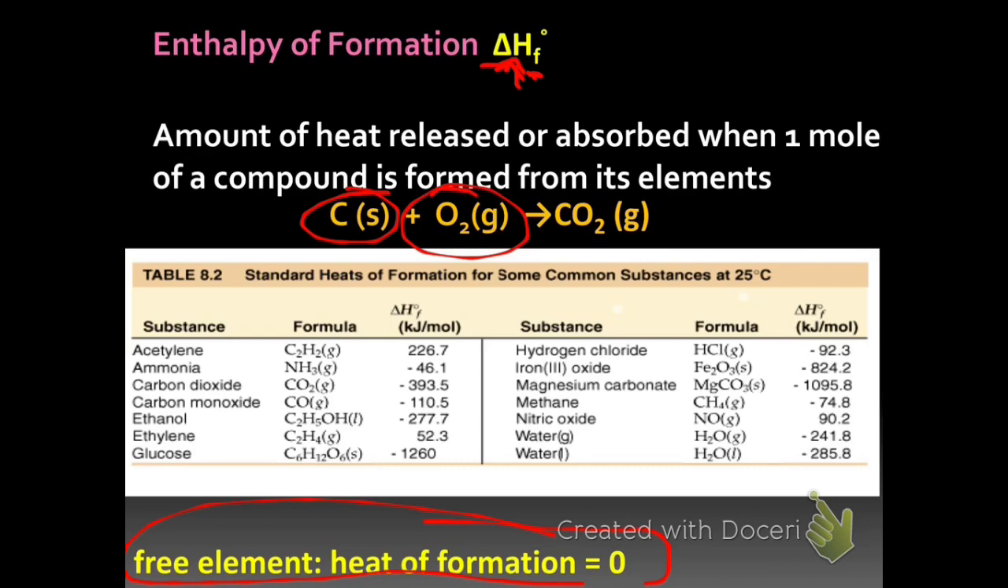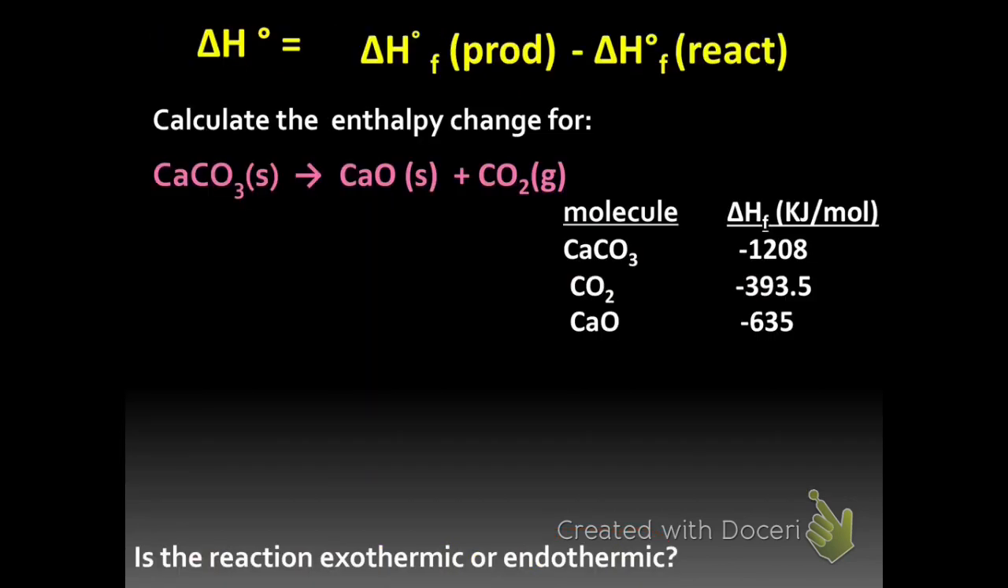Makes sense. If we wanted to find the heat of formation of CO2, we would look up carbon dioxide in our chart right here, and there it is. The heat of formation for carbon dioxide is negative 393.5 kilojoules per mole. Makes sense. We can also use that with a formula.